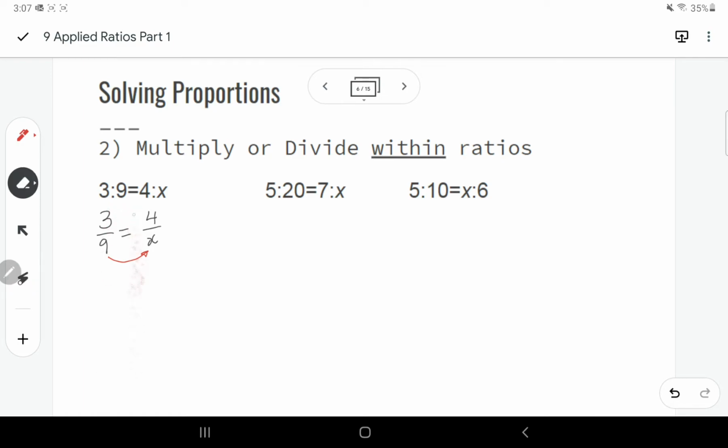So what I'm going to do is, instead of drawing my arrows from left to right, I'm going to draw them going down. I'm going to see, can I find a pattern that way to find out what my x is. If you look at this arrow within the ratio, what did you do to the 3 to get to 9? We know that's times 3. So if you do the same thing to the 4, you're keeping it the same. 4 times 3 is 12, so x equals 12.